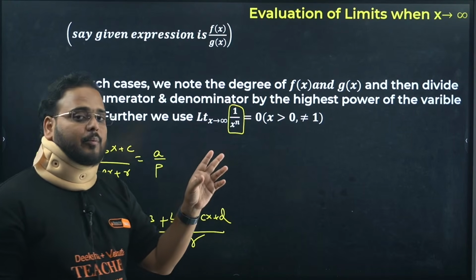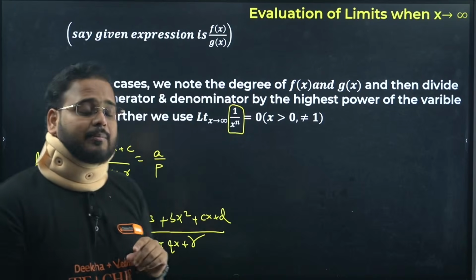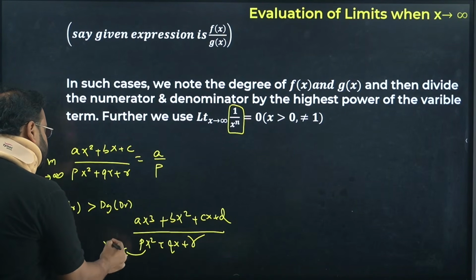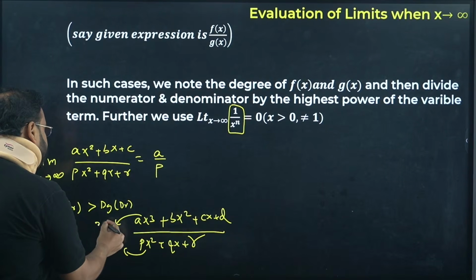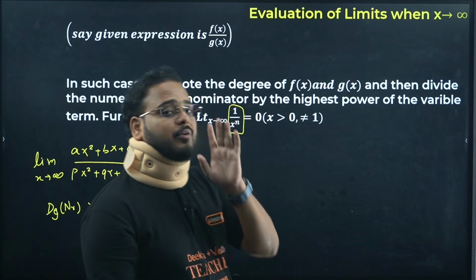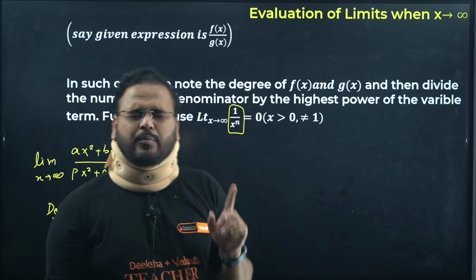We have taken x cube common, but outside we'll have beta, please check. You have taken x square common over here, and over here you've taken what common? x cube common. So you'll cancel x square and x cube. You'll have only one x left, where? In the numerator.